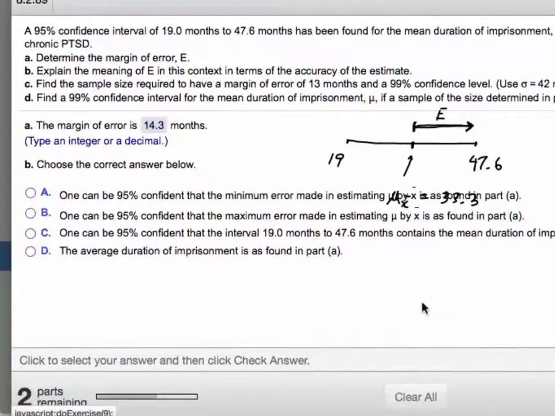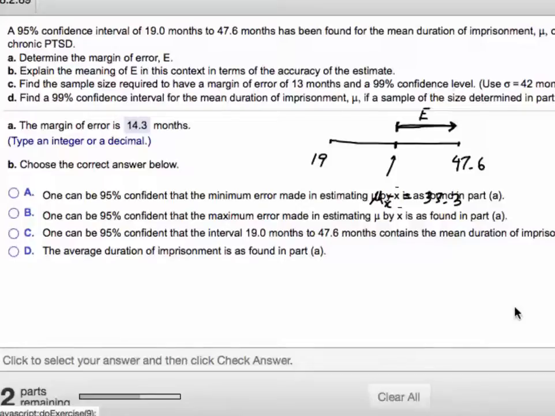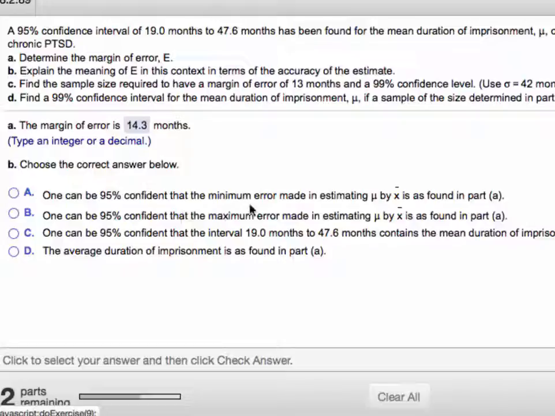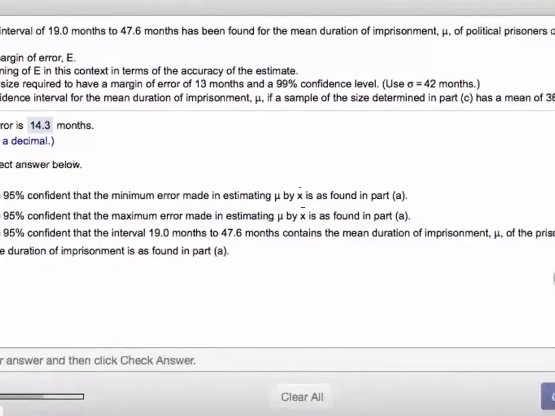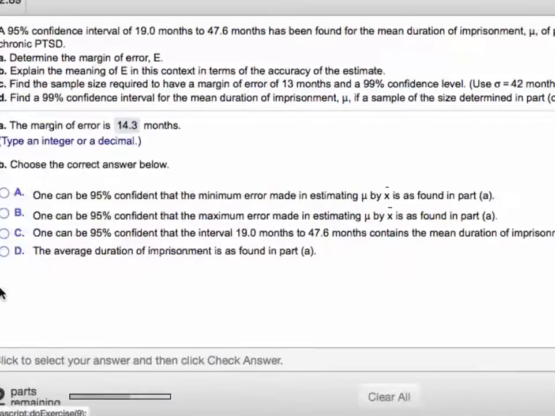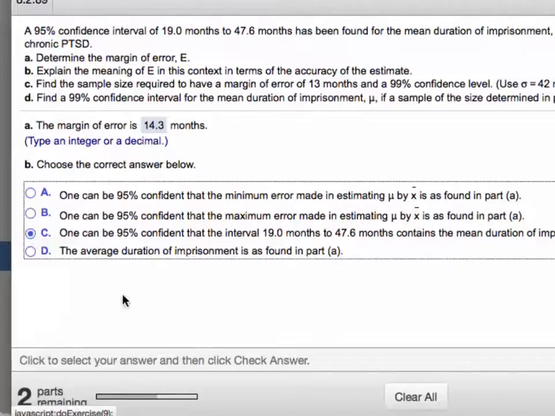Okay, so we're interpreting this now. What could we say? We can be 95% confident that the minimum error in estimating, sorry, I have to erase now. So on part A, maximum error, that the interval contains the mean duration. One can be 95% confident that the interval from 19 to 47.6 contains the mean duration of imprisonment of prisoners. That's what we want. Right? That's exactly what the confidence interval means. We're 95% sure that the population mean lies in the interval.